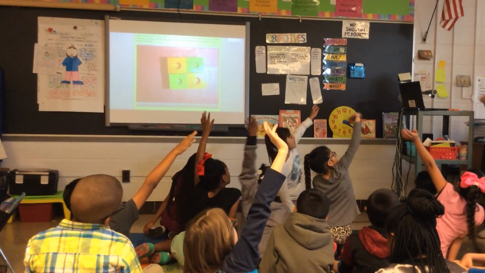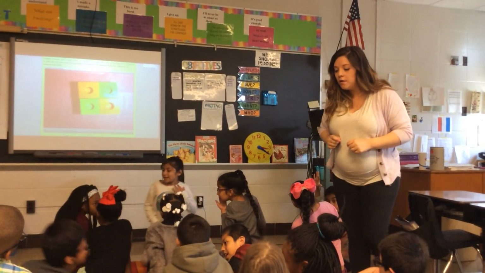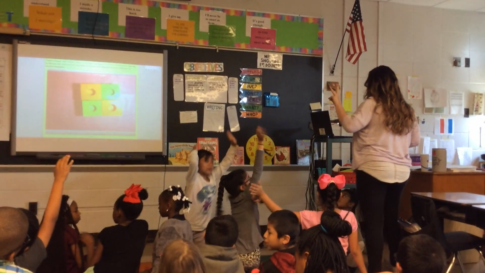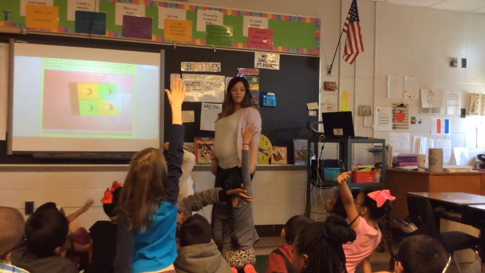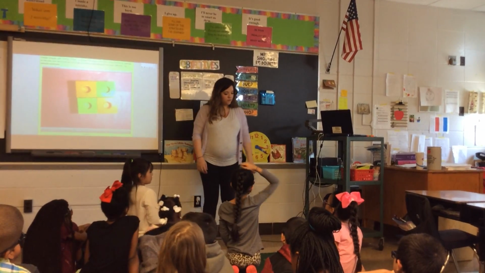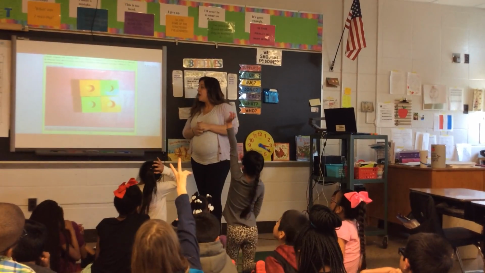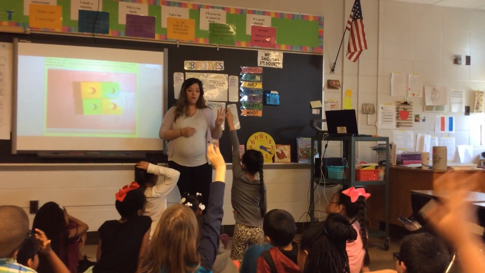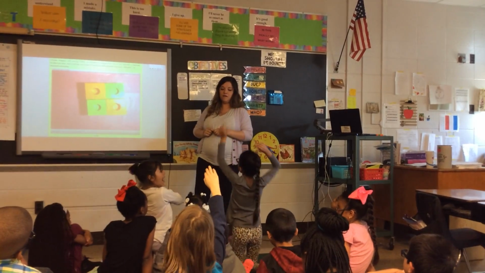Why is this shape not equal to the other two shapes? Whisper to a partner really quick. All right, 5, 4, 3, 2, 1, 0. Daniel, why is this shape not equal to the other two? Because it has 2 greens. Does it still have the same amount of parts in the whole? 4. So what fraction of this shape is green, Sarah?